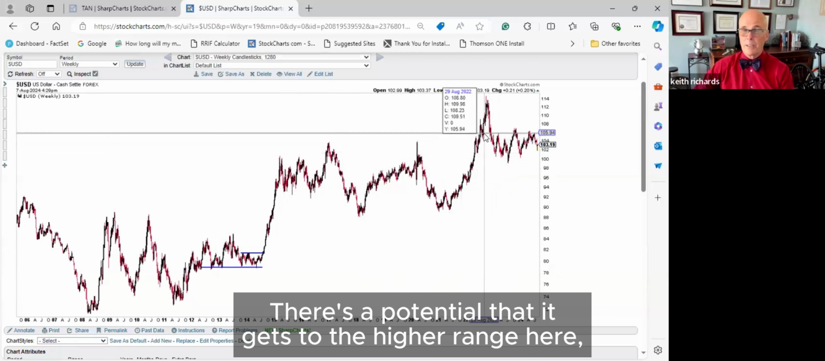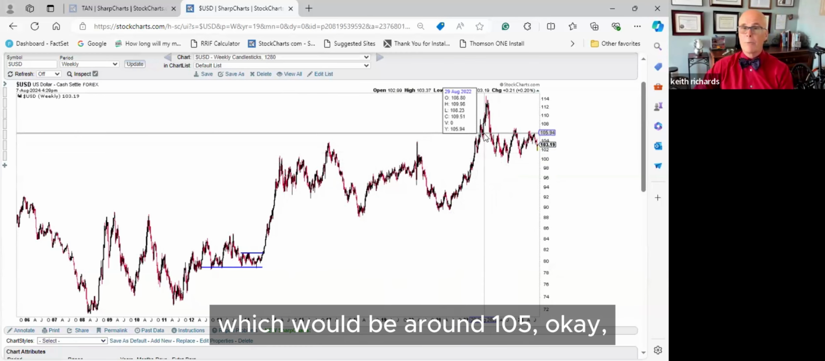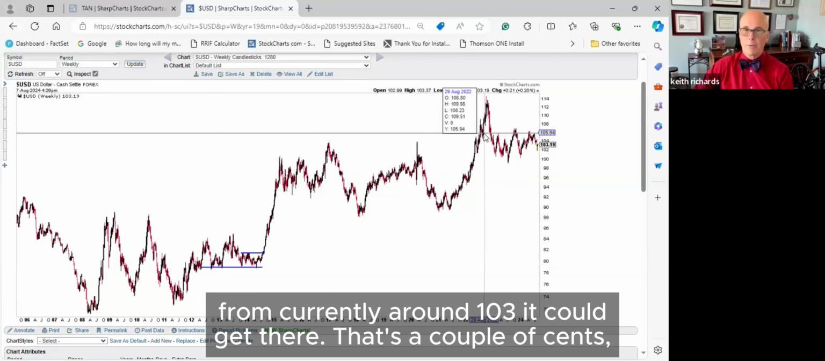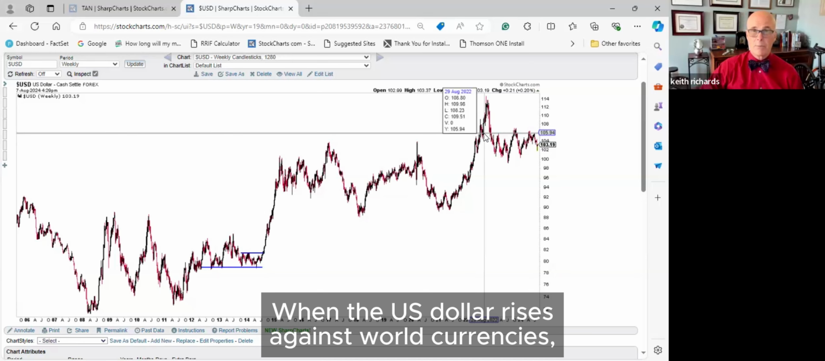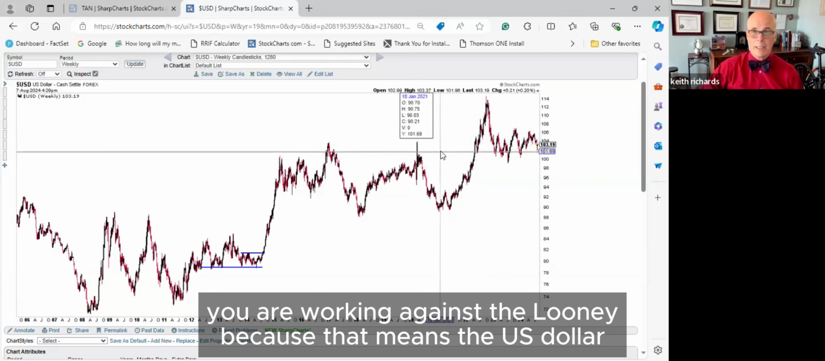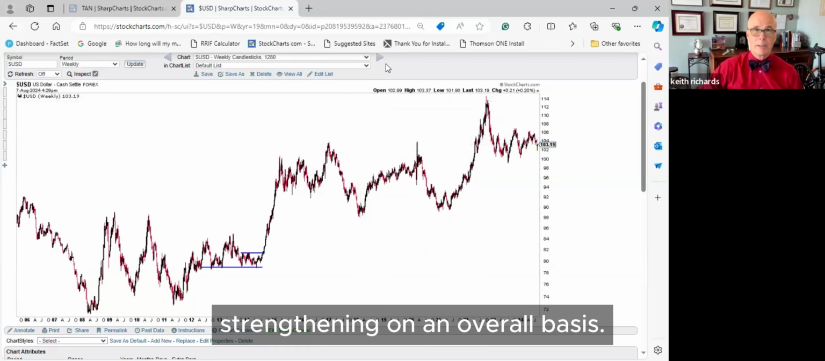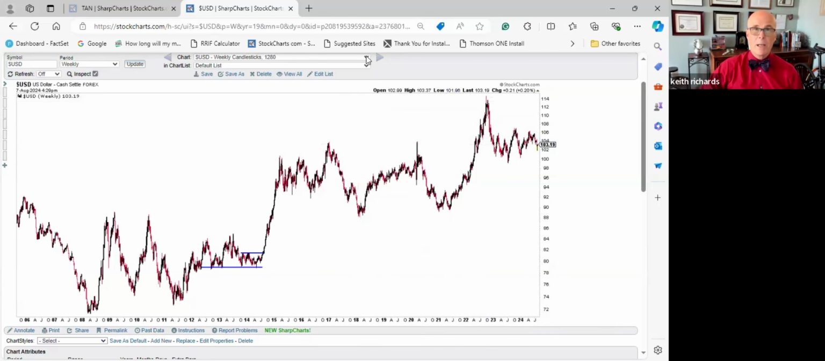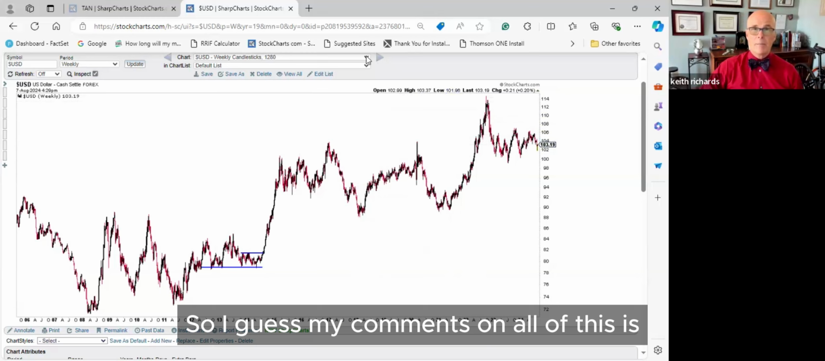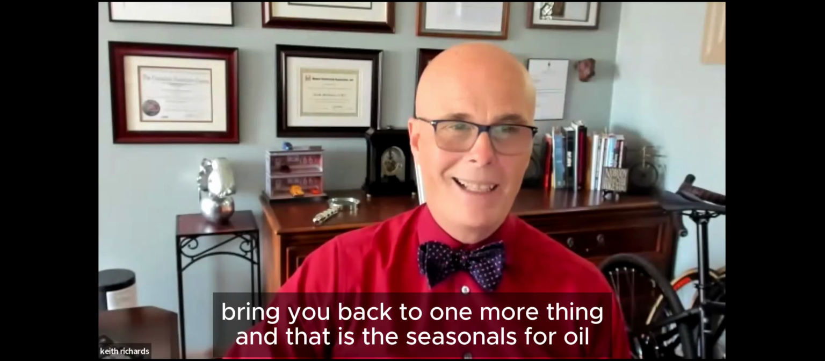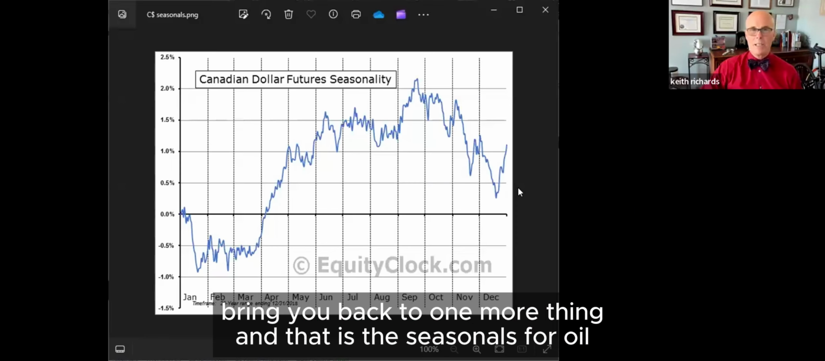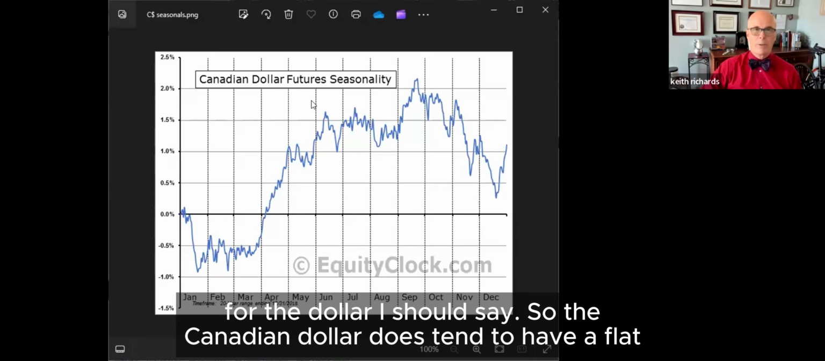There's a potential that it gets to the higher range here, which would be around 105. From currently around 103, it could get there. That's a couple of cents, which by the way works against the Looney. When the US dollar rises against world currencies, you're working against the Looney, because that means the US dollar is strengthening on an overall basis. So my comments on all this is that I'm going to bring you back to one more thing, and that is the seasonals for the dollar.